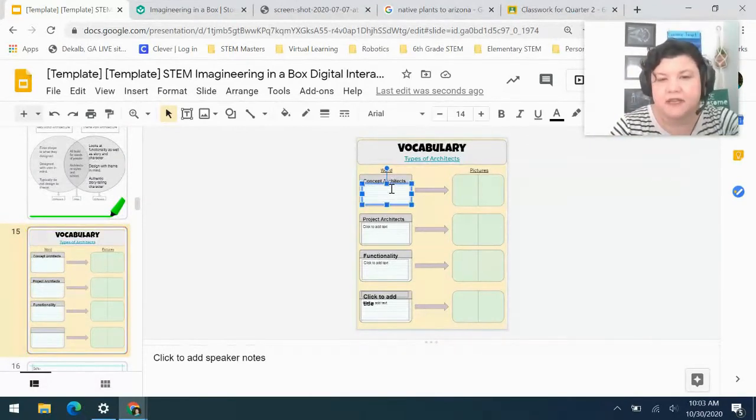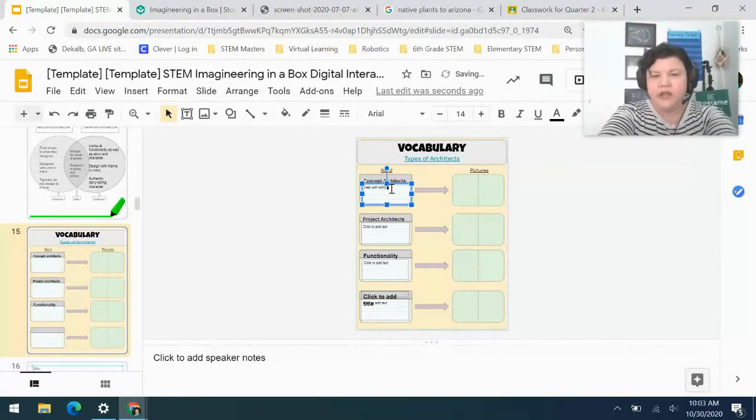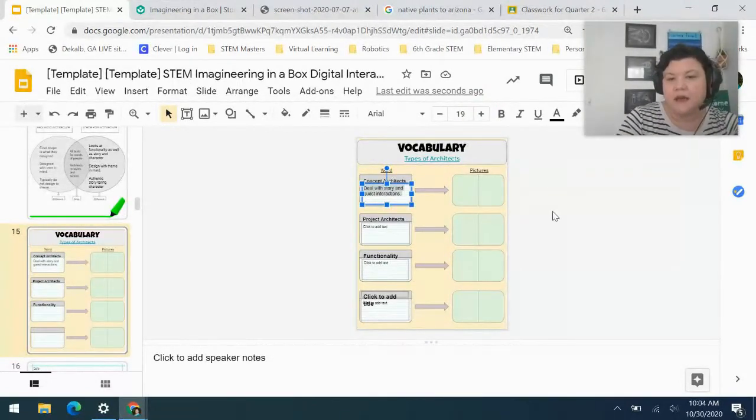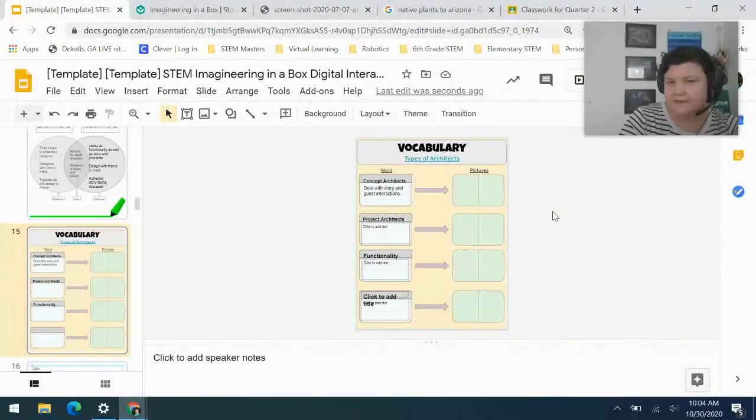Concept architects are the architects that deal with story and guest interactions. They deal with the story and with what the guests see on the outside. If you're coming across a building in Cars Land, it's not going to be a plain building that doesn't belong there. These people think about what you're going to see and how you're going to interact with that building.